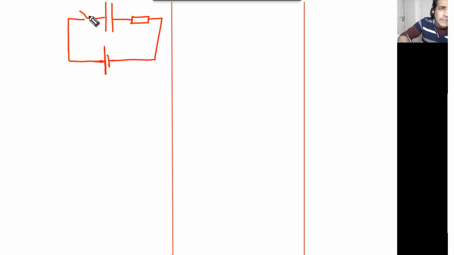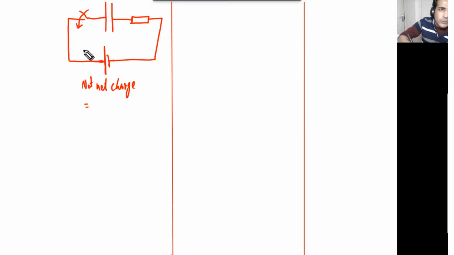As soon as we close this switch, the electrons from this plate... First of all, the basic thing you need to understand is that if I have two plates, there is no net charge on these two plates. No net charge simply means it has the same number of protons and the same number of electrons, so there is no net charge.